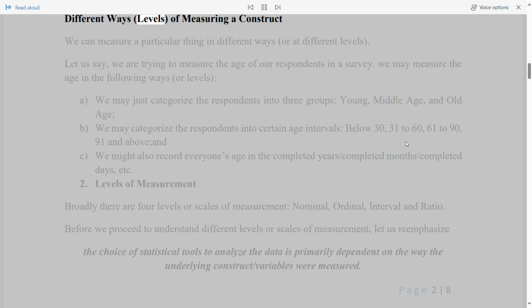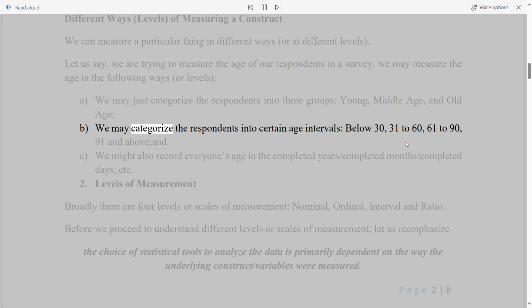Different ways, levels, of measuring a construct. We can measure a particular thing in different ways or at different levels. Let us say we are trying to measure the age of our respondents in a survey. We may measure the age in the following ways or levels. A. We may just categorize the respondents into three groups: young, middle age, and old age.